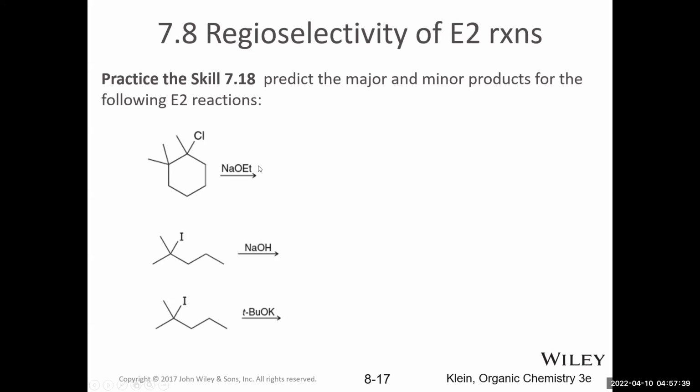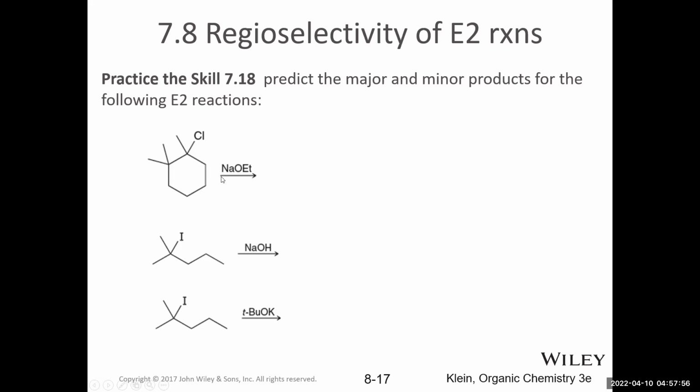All right, let's practice the skill. Let's see if we can predict the major and minor products for the following E2 reactions. Again, what we're looking for is predicting the regioselectivity based on the size of the base used.